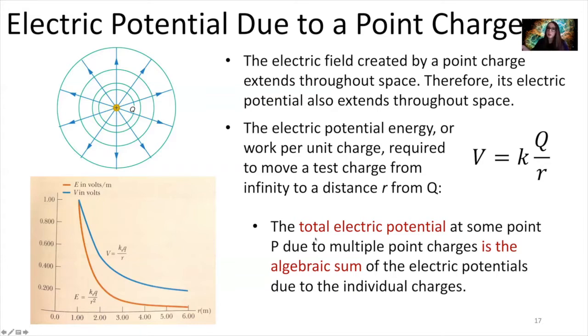The total electric potential at some point P due to multiple charges is just the sum of the electric potential due to the individual charges. Just like it was for the electric field and electric force, it's the sum from all the charges acting together at that one point. But it's way easier for our electric potential because it's not a vector.